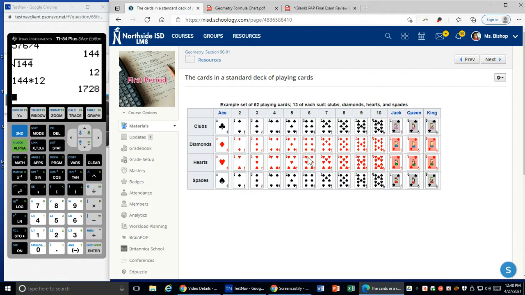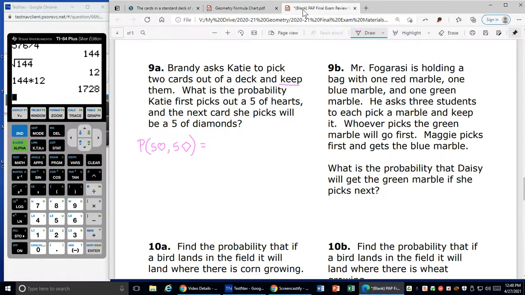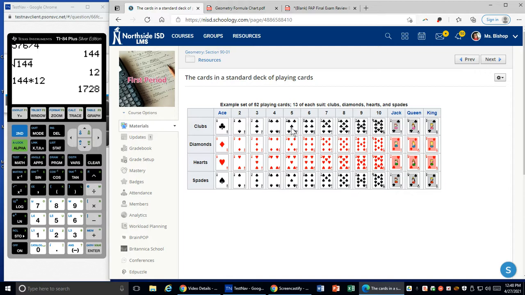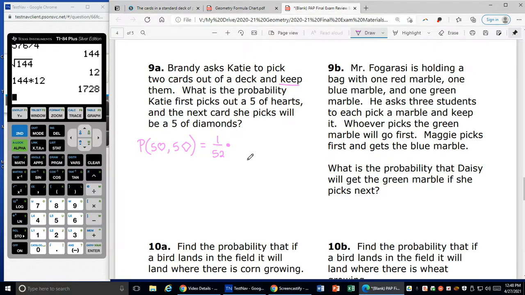5 of hearts, there's 1 5 of hearts in the whole deck of 52 cards. So 1 5 of hearts out of 52 cards. Now Katie is going to hold on to that 5 of hearts. So now she wants to get a 5 of diamonds. There is 1 5 of diamonds out of the whole deck of cards. So 1 5 of diamonds out of, not 52, because she's holding 1 card already. So there's only 51 cards left in the deck.